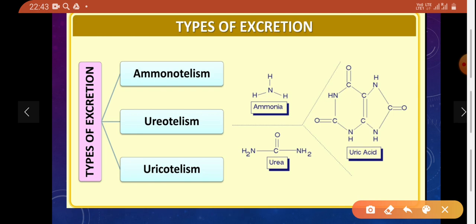When the excretory material is ammonia, that is known as ammonotelism. When urea, that is ureotelism. When uric acid, it is known as uricotelism.